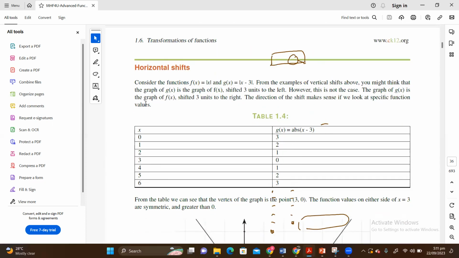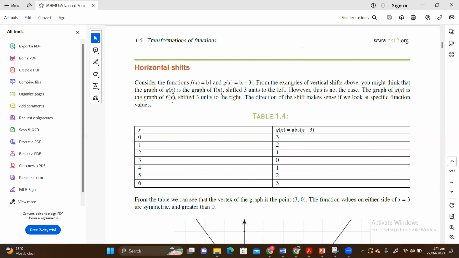This is all about the vertical shift. We have learned everything about the vertical shifts. Now we will move on to the horizontal shifts. Consider the function f of x is equal to mod of x and g of x is equal to mod of x minus 3. From the examples of vertical shifts above, you might think that the graph of g of x is the graph of f of x shifted 3 units to the left. However, this is not the case. The graph of g of x is the graph of f of x shifted 3 units to the right.